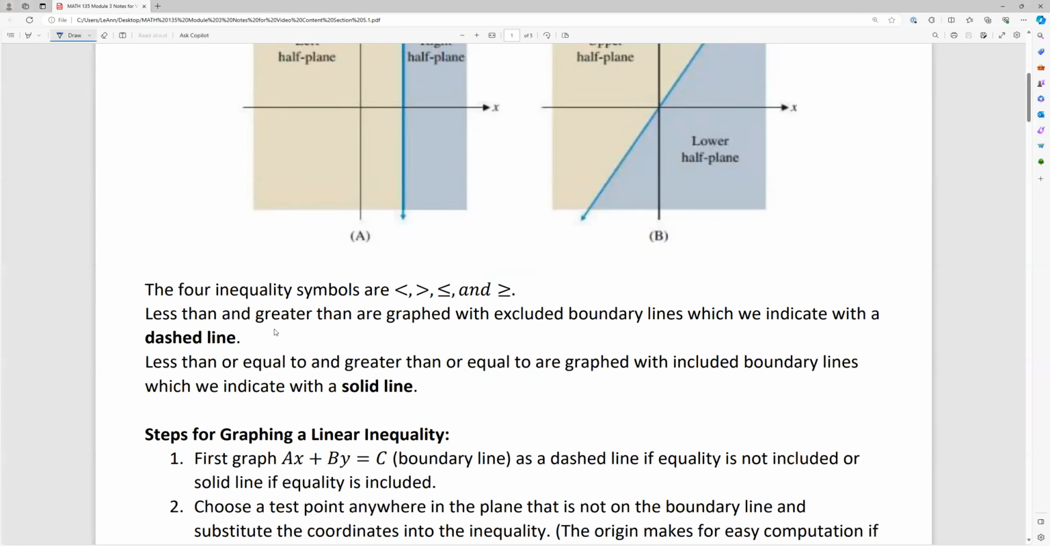Our four different inequality symbols that we can see when we're graphing linear inequalities are less than, greater than, less than or equal to, and greater than or equal to. So these first two are the ones that exclude the boundary line. So less than and greater than are graphed with excluded boundary lines.